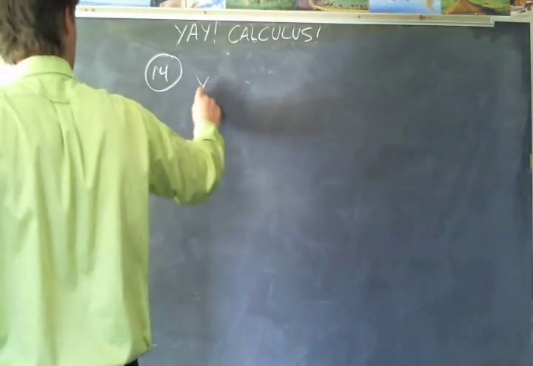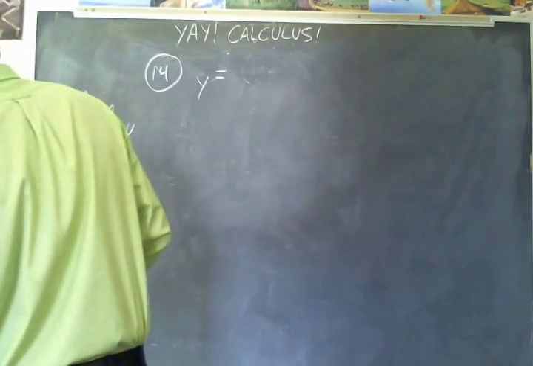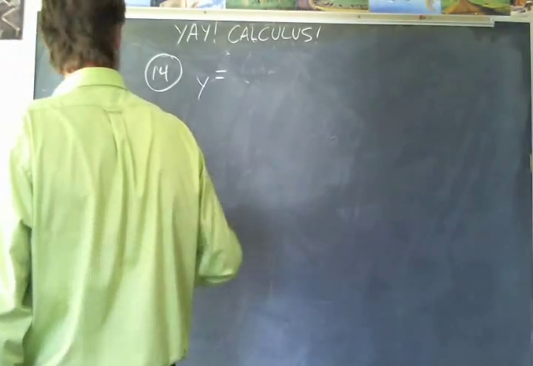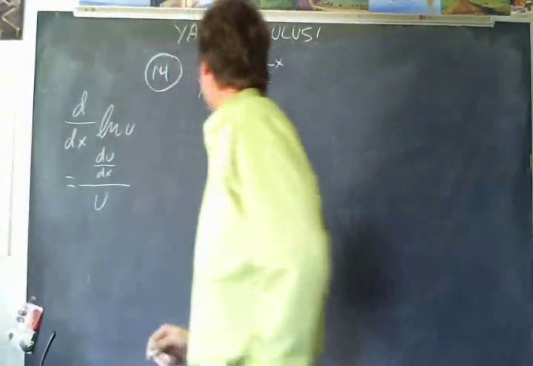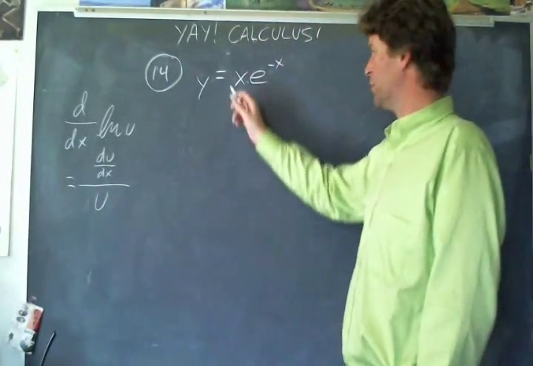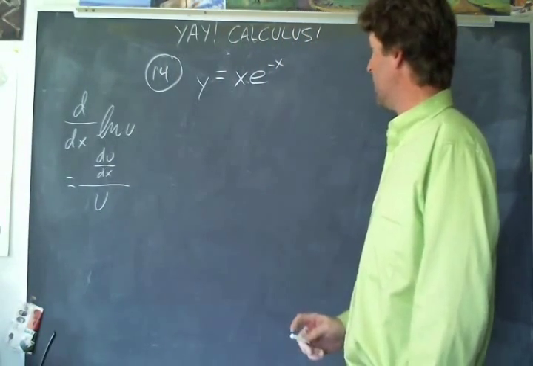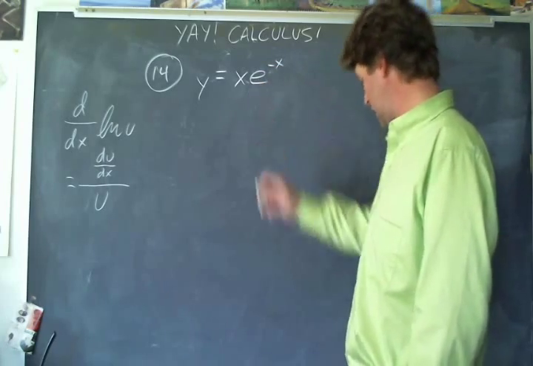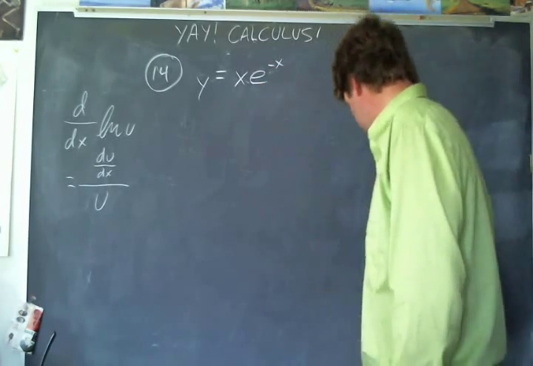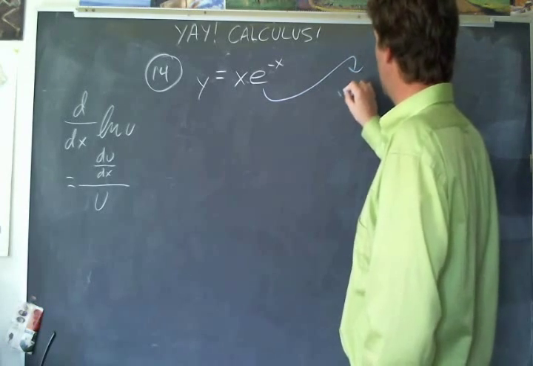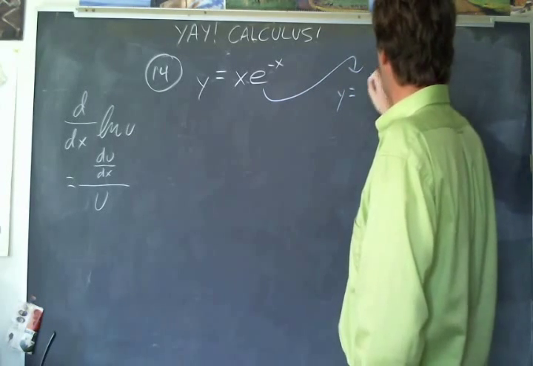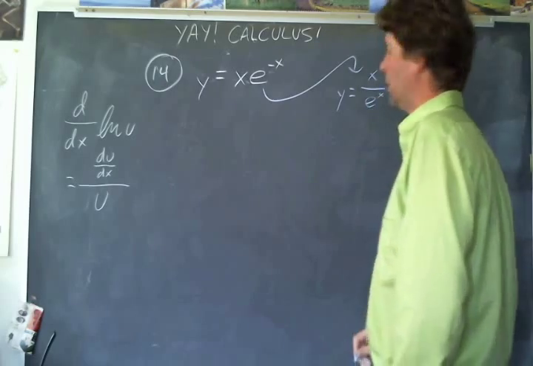Product. y is equal to the product of x, e to the negative x. We'll do this as a product, as is, and we'll also do this as a quotient, because this is e to the negative x. So the alternative version is y equals x over e to the x. Use our quotient rule.